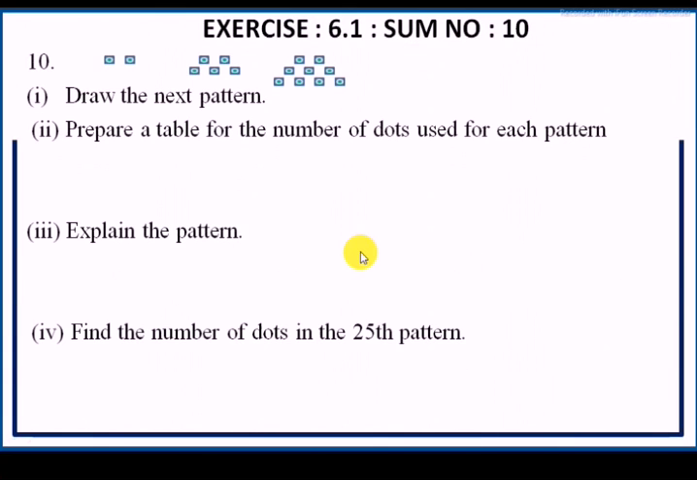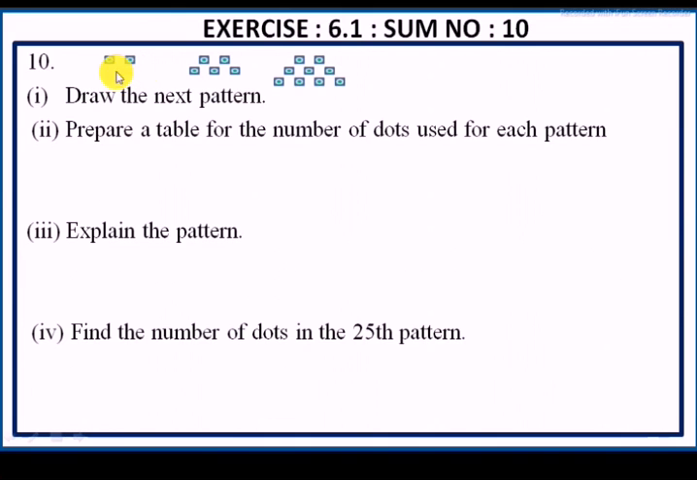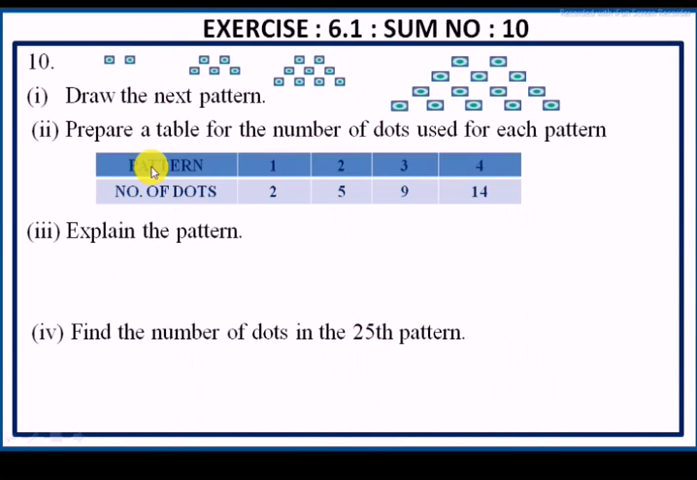Sum number 10. Draw the next patterns. The first pattern has 2 dots, second pattern has 2, then 3, then third pattern has 2, 3, 4. So the next pattern will be 2, 3, 4 and 5. Prepare a table for the number of dots used for each pattern. So for each pattern, pattern 1 you have 2, pattern 2 you have 5, pattern 3 you have 9 dots and pattern 4 you have 14 dots.